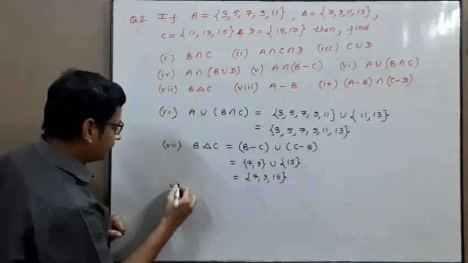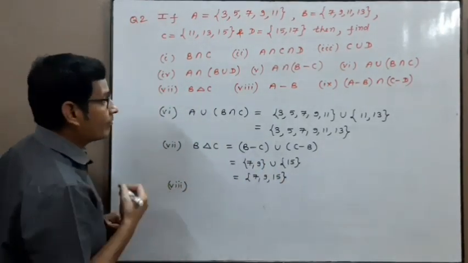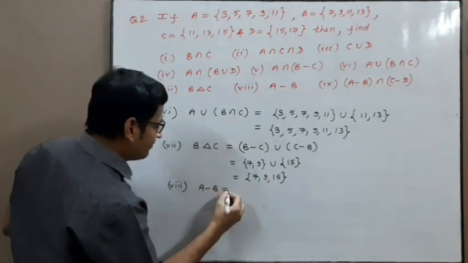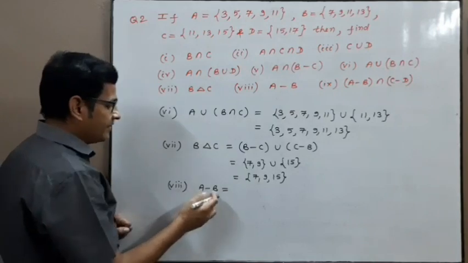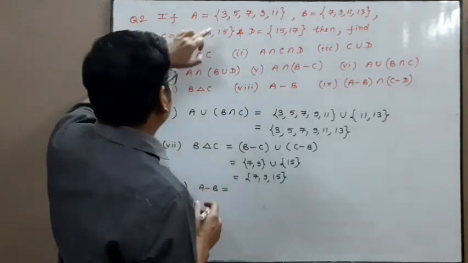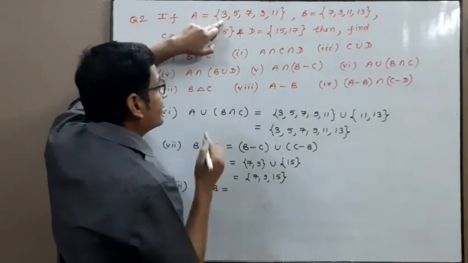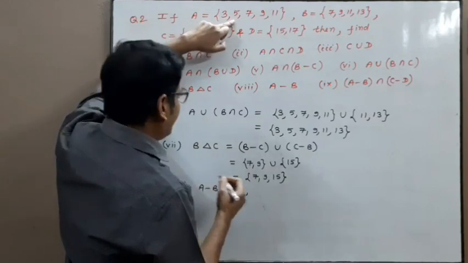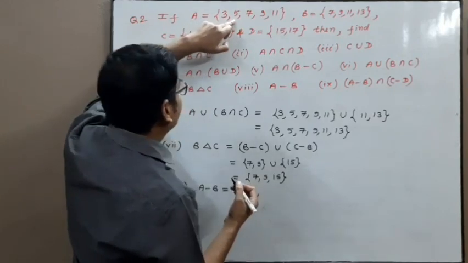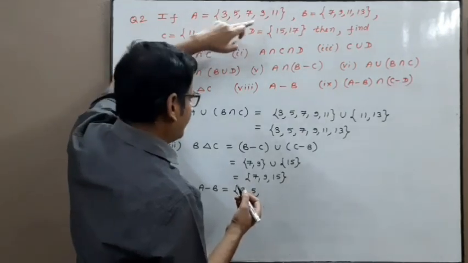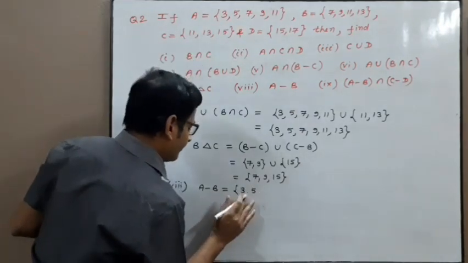8th point: A minus B. This is a very simple direct question. A minus B is the set of all those elements which belong to A, not to B. 3 belongs to A, 3 does not belong to B, so 3 belongs to A minus B. 5 also belongs to A minus B. 7 does not belong to A minus B, 9 also and 11 also. So only 3, 5.